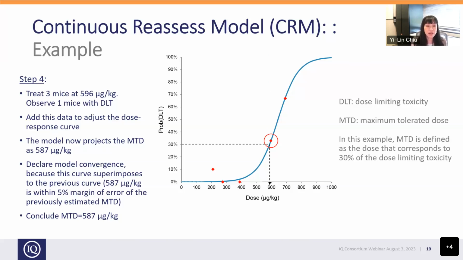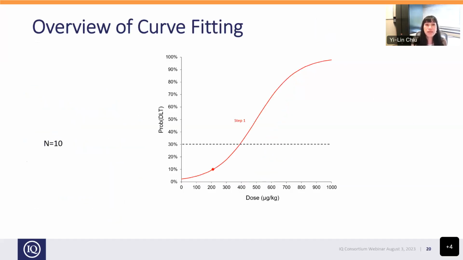Then we can conclude that the maximum tolerated dose for this toxicant is 587 micrograms per kg. So that wraps up the process. Just to make the curve fitting a little more clear, this is an animation, again repeating the previous step, where you can see clearly how the model shifts according to the data, right?